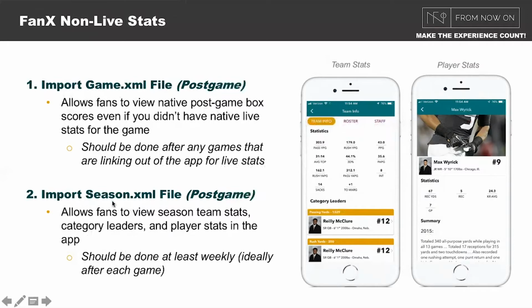And then second is to import the season XML file, and this will allow fans to view the season team stats, category leaders, and player stats in the app. So you're seeing essentially both of these screenshots are being pulled from the season XML file to update pass yards per game and a whole bunch of other team stats, and then also player stats over here on the right. So for season XMLs, it's great if we can do it after every single game to keep these updated. If you wanted to do it weekly, just so that they're staying updated, that's probably decent as well.